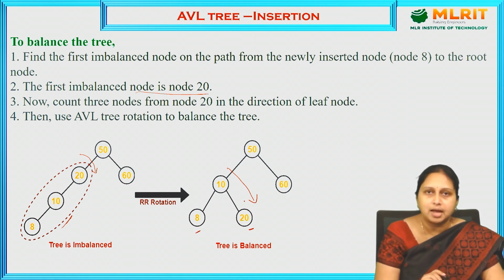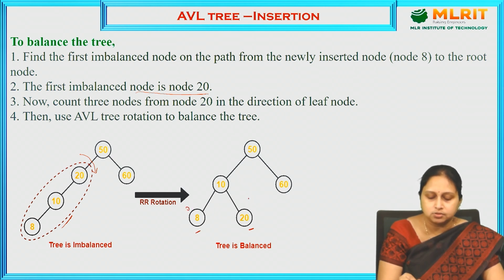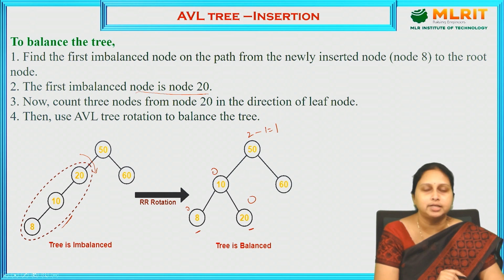Now check for the balancing of the tree. This is 0, this is 0 and this is also 0. This is 2 minus 1, which is 1. Yes, now the tree is balanced.